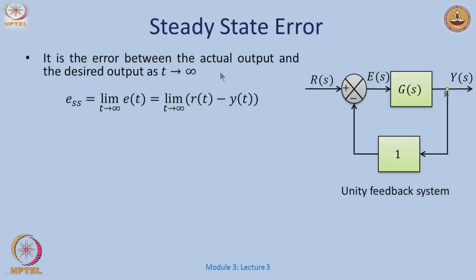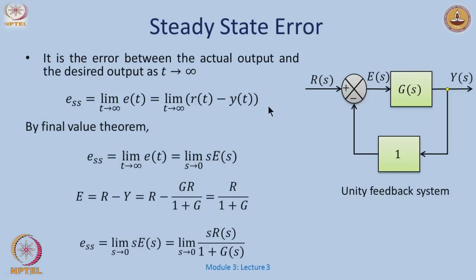It is the error between the actual output and the desired output as time goes to infinity, right. So, we know from the final value theorem, if I call this signal E of t, that e_ss is limit s going to 0 of s times E of s in the Laplace domain. Okay. Now, this E is R minus Y, and Y I know is, so this transfer function here is G of s over 1 plus G of s. Okay. So, this Y given this R, I can write this as R minus G times R over 1 plus G, and I get this one. Okay. So, this is my error signal.